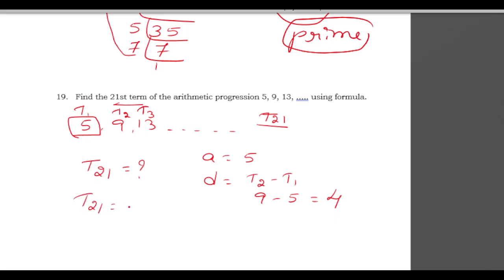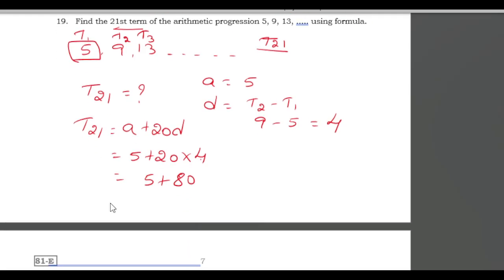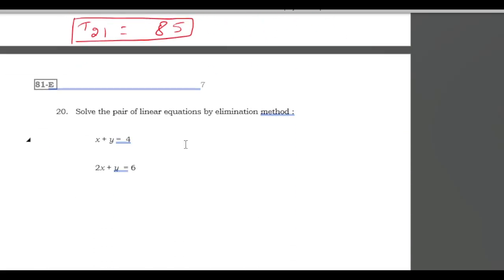T21 we can write as A plus 20D. So A means 5, plus 20 into D, which is 4. First we have to multiply: 4 twos are 8, so it becomes 80 plus 5. The answer for this question is 85. So the 21st term is 85. Next, we move on to another question.